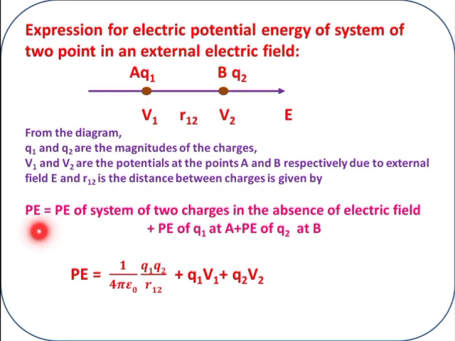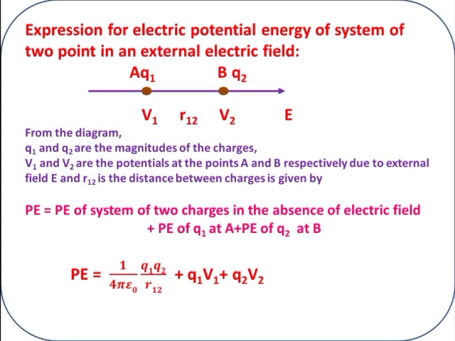Then, as we discussed already, PE means potential energy, where the work is stored in the charges as potential energy. Total potential energy is equal to the potential energy of the system of two charges in the absence of electric field, that is, before shifting these two charges, what is the potential energy? First one. Second, potential energy due to Q1. Potential energy due to the other charge Q2, that is this one.